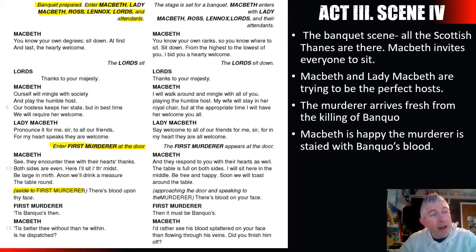Is he dispatched? That's like a coded way of saying, did you kill him? Have you sent him on? If you dispatch something, it means you sent it through the post. Have you delivered it? He's basically saying, without saying it, have you killed him? It's a euphemism, just in case someone hears, because obviously there are lots of people around in this scene.